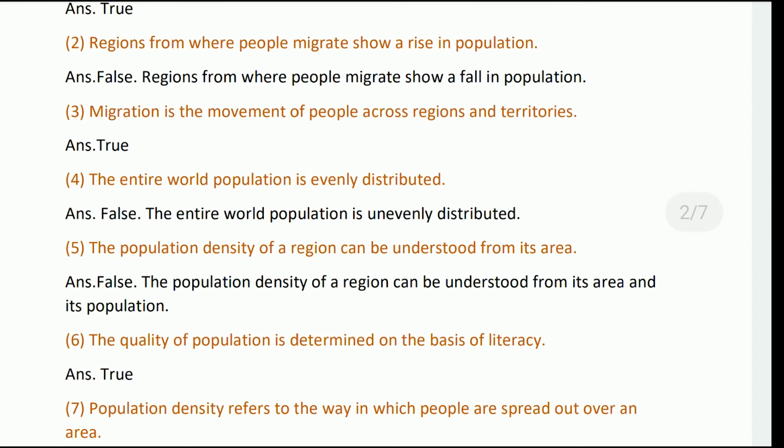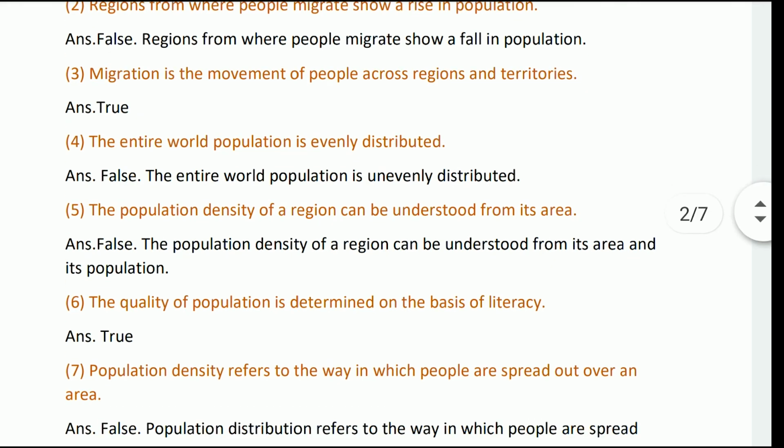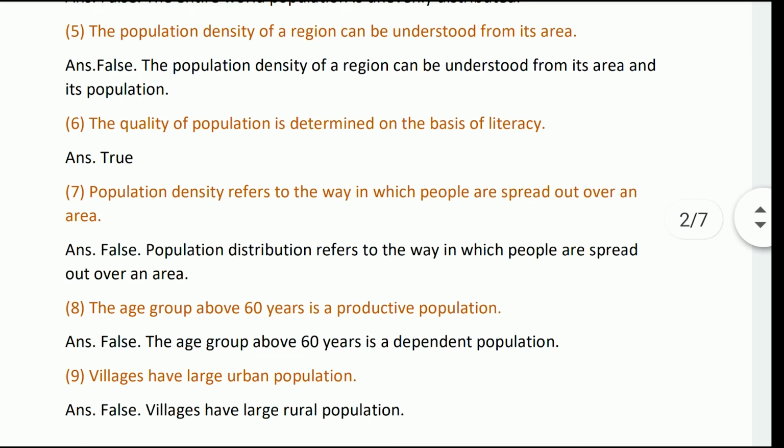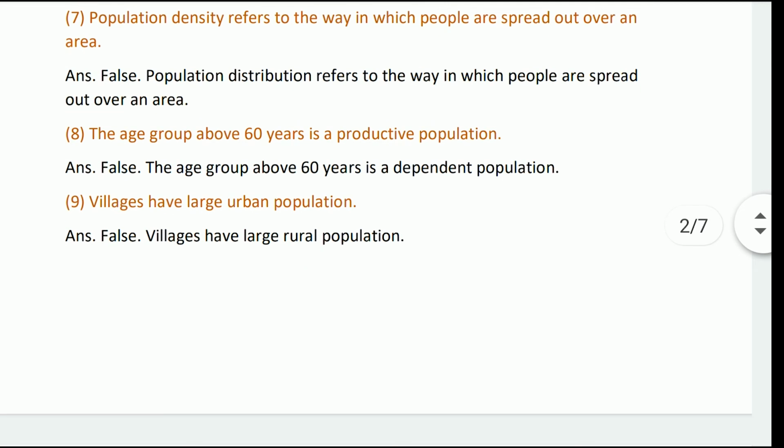The population density of a region can be understood from its area. False. The population density of a region can be understood from its area and its population. The quantity of population is determined on the basis of literacy. True. The population density refers to the way in which people are spread out over an area. False. The population distribution refers to the way in which people are spread out over an area.